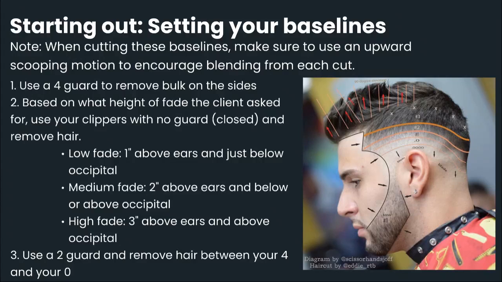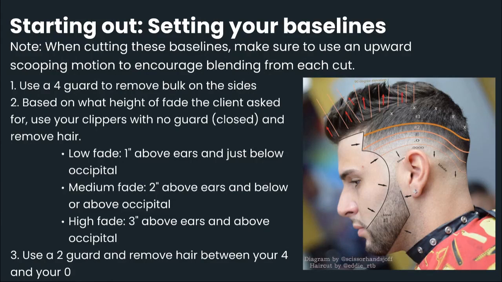For a low fade, you'll go approximately 1 inch above the ears and just below the occipital. For a medium fade, you should go approximately 2 inches above the ears and above or below the occipital. For a high fade, you should usually go approximately 3 inches above the ears and above the occipital.